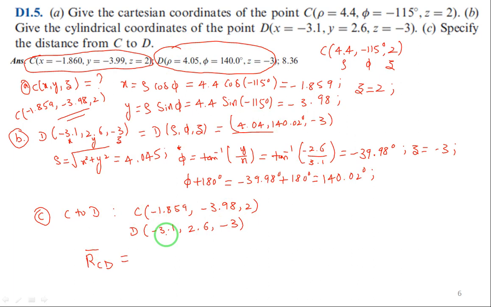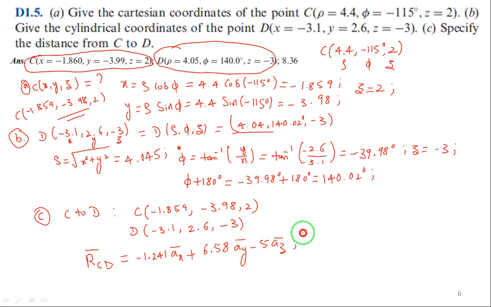So it is minus 1.241 AX. First I am writing the vector from C to D. Then 2.6 minus of minus will become plus 3.98, y coordinate 3.98. So it is 6.58 AY. Then the last one, minus 3 minus 2, so it is minus 5 AZ.